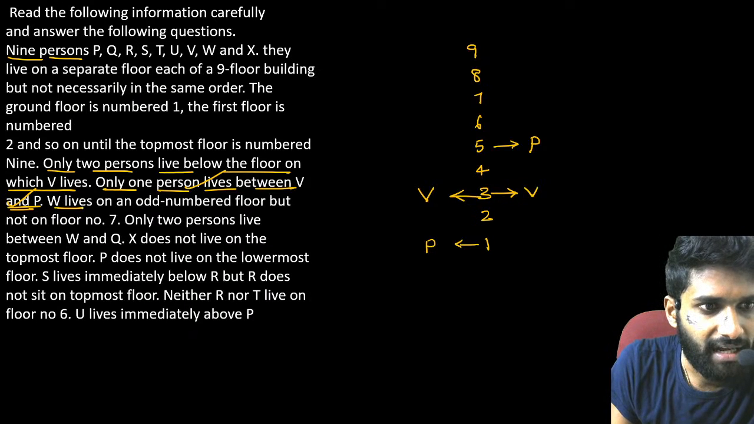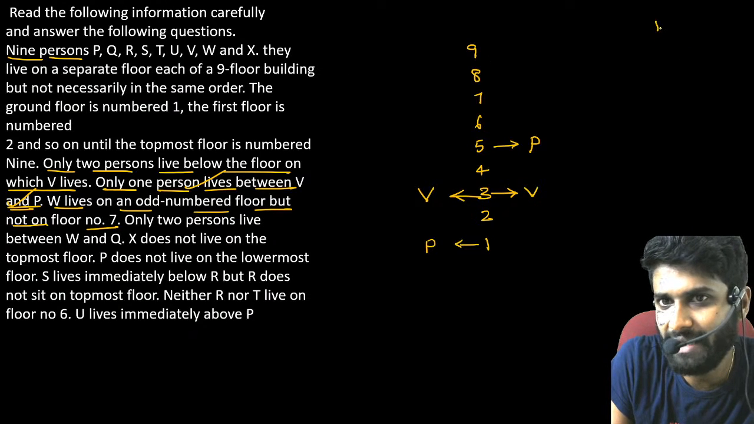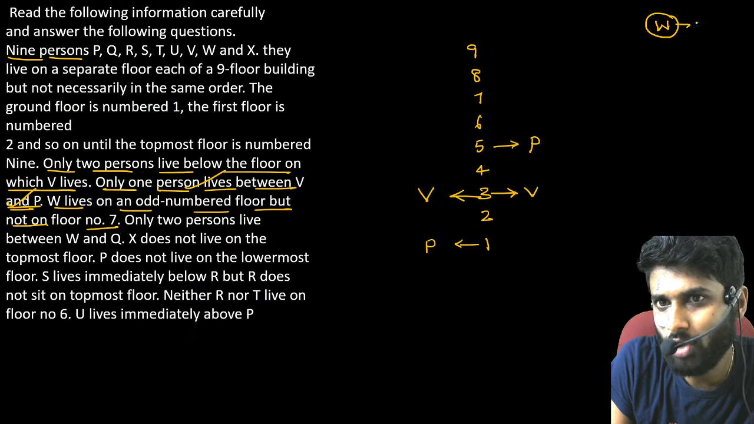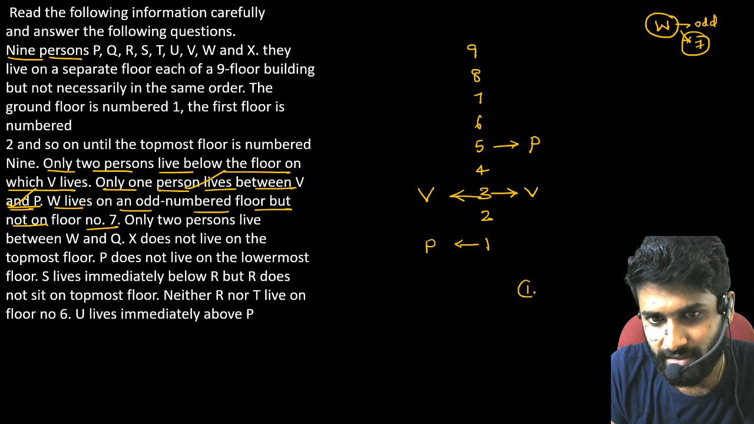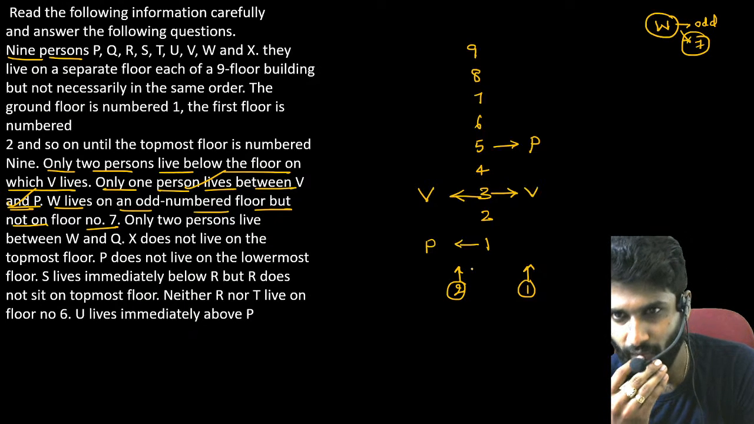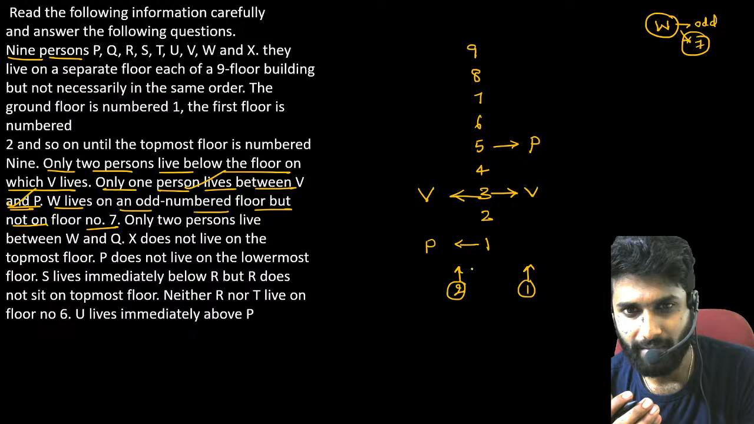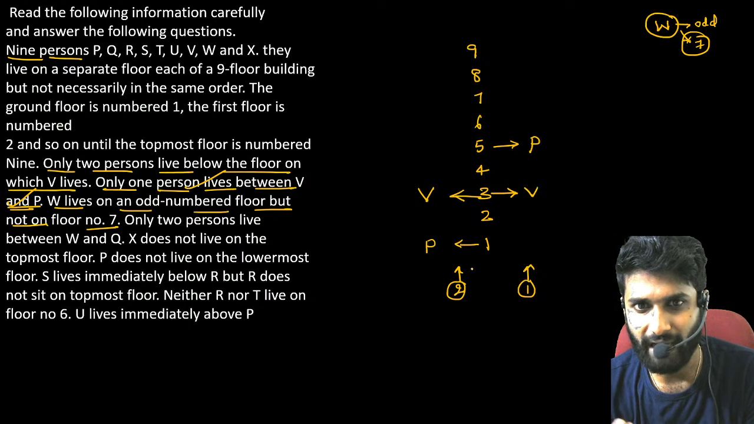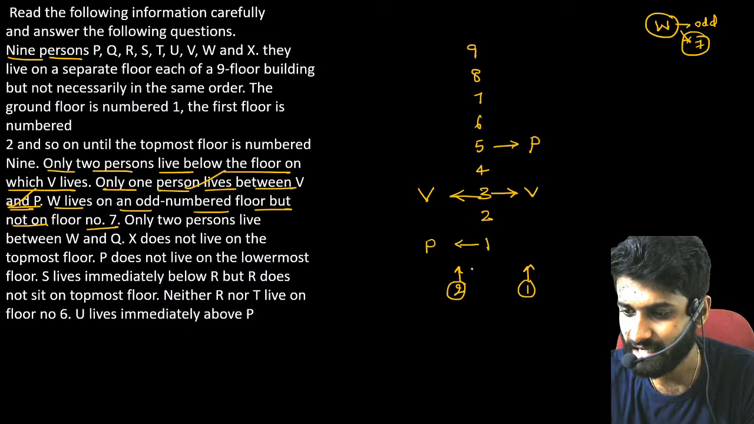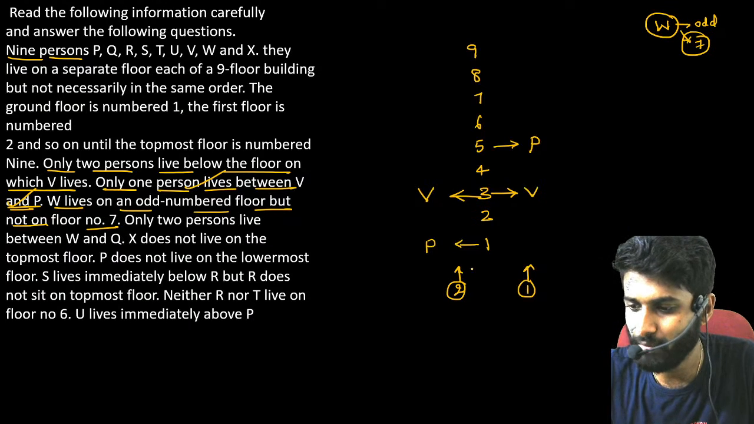Next one. W lives on an odd number floor but not floor number 7. So there is information, make a note point: W is on an odd number floor and he is not on the 7th floor. Now see guys, this is possibility number 1 and this is possibility number 2. In possibility number 1, what are the chances for W? The odd numbers we are left with are 1, 7, 9. We cannot place W on 7, so W can be confirmed either on the 9th floor or the 1st floor. There are 2 chances now. Just keep a note of this information and go with the next point.